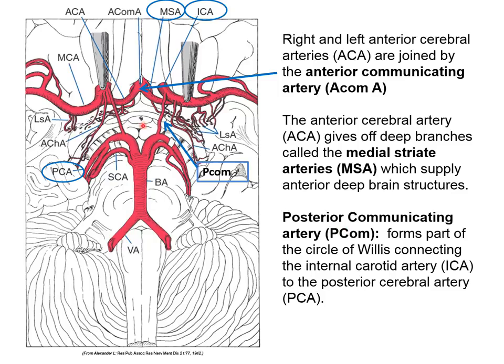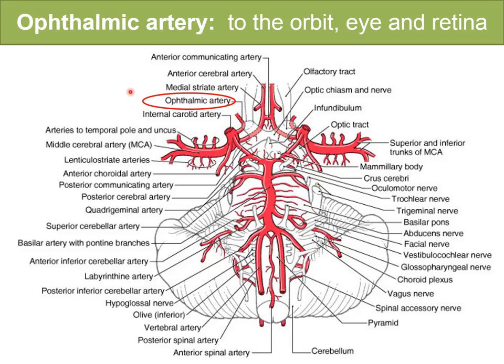The posterior communicating artery that we see here connects this posterior cerebral, right up here, up towards the internal carotid artery, and will complete the circle of Willis. We can also see a small branch, the ophthalmic artery, coming off of this internal carotid artery, and that will feed into the eye.